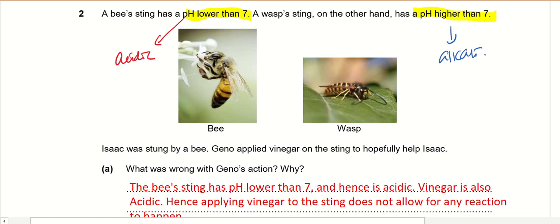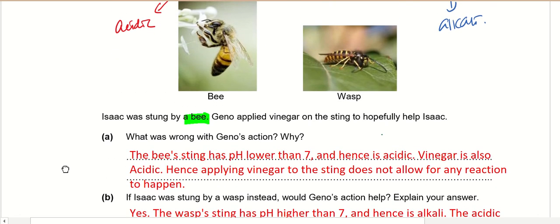All right, so the question continues. This poor Isaac was stung by a bee. So particularly stung by a bee, not a wasp. Now this Gino, I don't know how he is related to Isaac, probably a friend. Gino applied vinegar on the sting to hopefully help Isaac. What a great friend, didn't even bother to Google how to treat a bee sting. Anyways, he was trying to help, no problem there. So I assume Gino is a guy. Anyways, what is wrong with Gino's action and why?